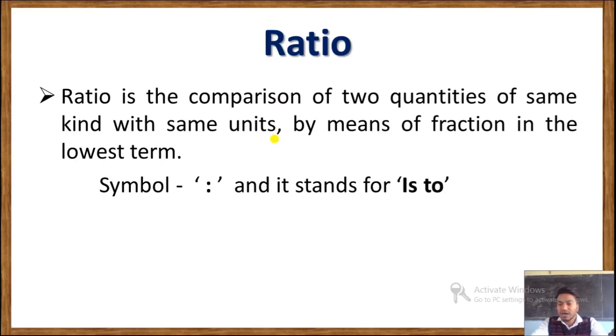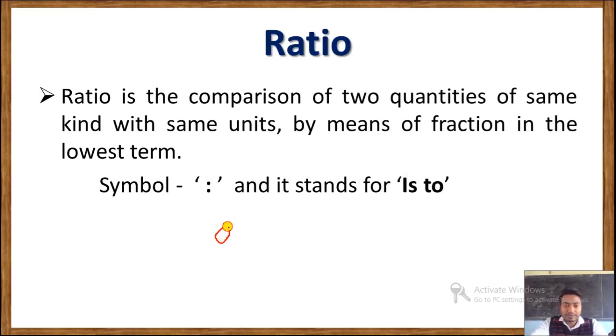That means weight we can compare with weight, height we can compare with another height, amount we can compare with another amount, quantity we can compare with another quantity. Understood? So ratio is the comparison of two quantities of same kind. We cannot compare height by liter, weight by liter. Understood? And this is the symbol of ratio and it stands for "is to".